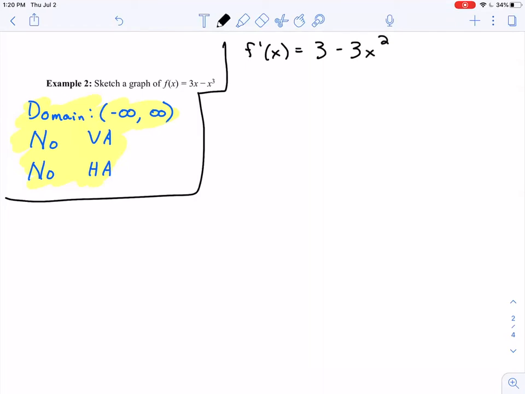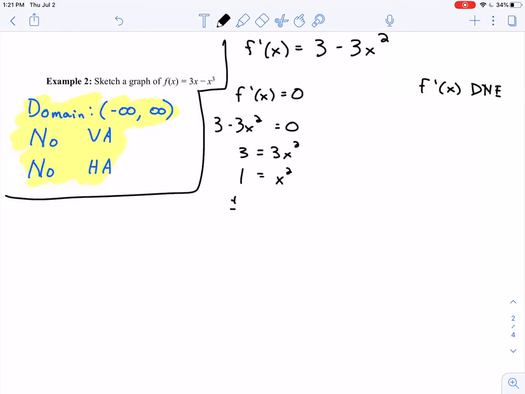And I need to start by finding my critical numbers, my possible partition numbers. So I want to set my derivative equal to 0 and think about where is my derivative undefined. So first I'll say 3 minus 3x squared, that's equal to 0. So here I can factor this, or I can use square roots. Either one will be just fine. 3 equals 3x squared gives me x squared equals 1, and then taking the square root of each side gives me x equals plus minus 1. So I have two critical numbers here in plus or minus 1.